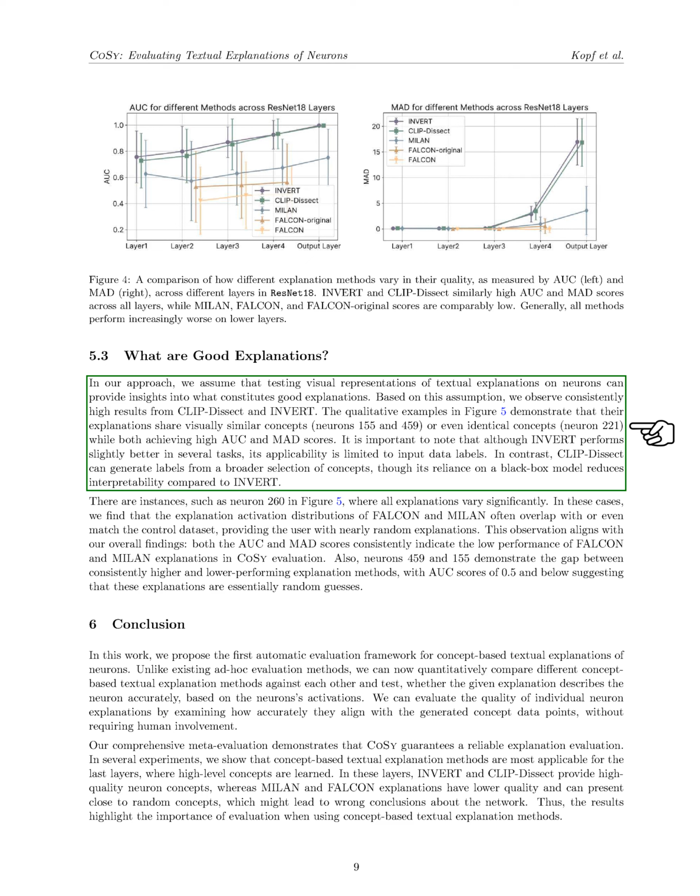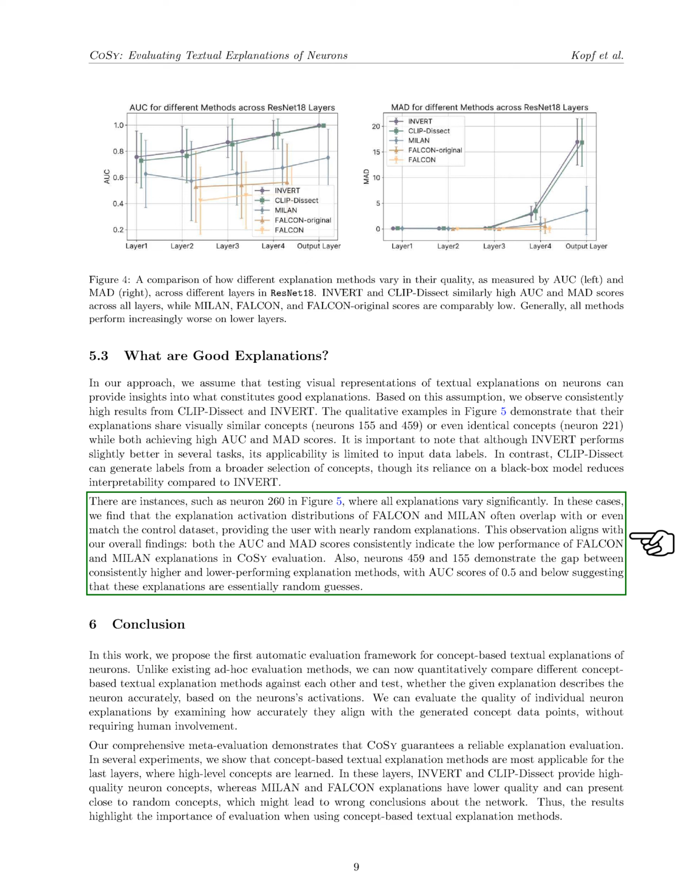By testing visual representations of textual explanations on neurons, we found that ClipDissect and Invert consistently provided high-quality explanations. While Invert performed slightly better in some tasks, ClipDissect had broader concept generation capabilities despite being less interpretable. Falcon and Milan often gave random explanations, as reflected in their low AUC and MAD scores.